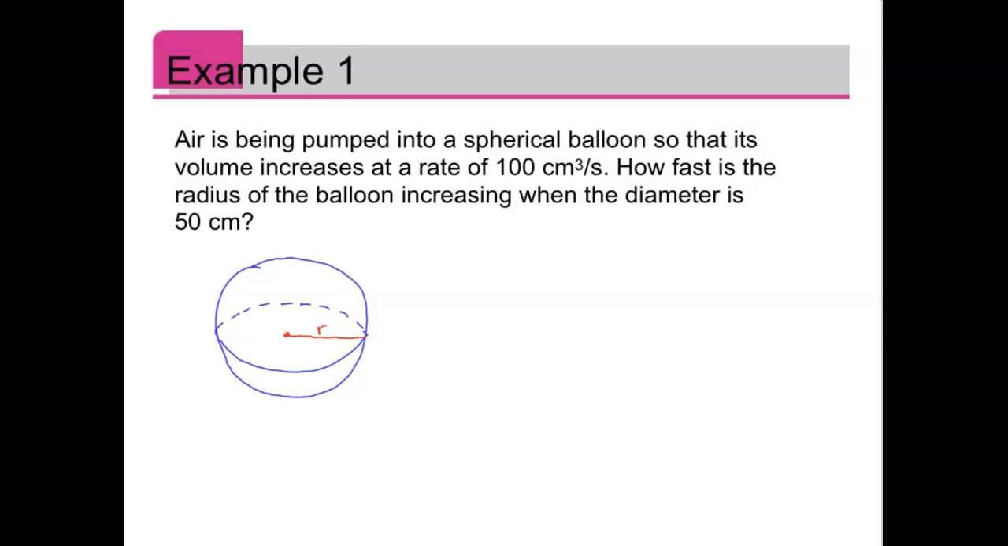Okay. The other pieces of information they give us is information about how fast the volume increases. So I'm going to say, all right, we're talking about volume of a sphere. So I'll introduce some more notation. V for volume. The formula for volume of a sphere is 4/3 pi r cubed.